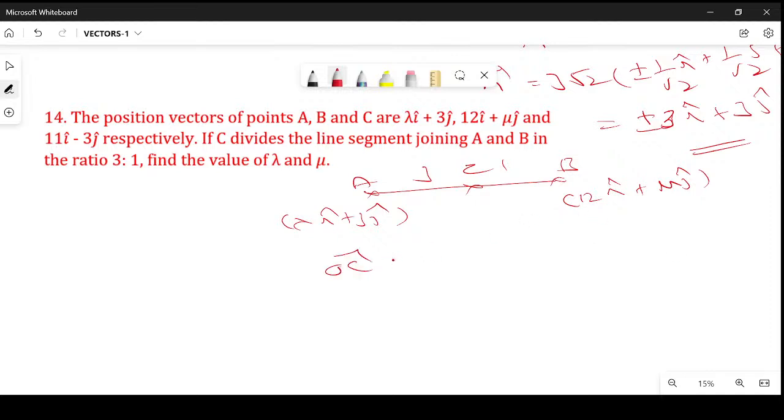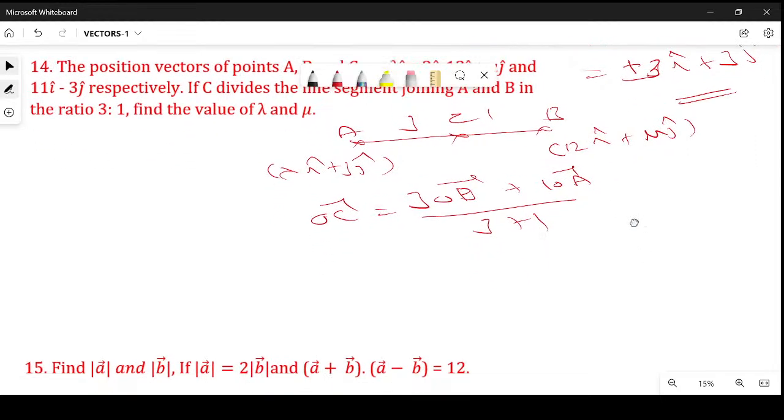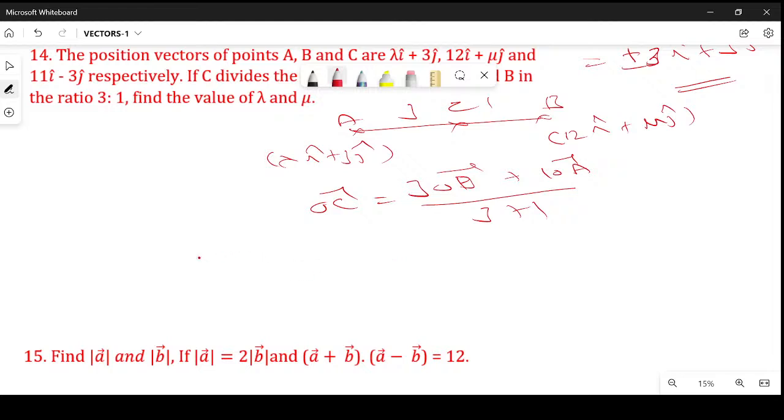Now what can I write? OC bar equals 3 into OB bar plus 1 into OA bar, by 3 plus 1. They are given 3:1. But OC bar is also given as 11 i cap minus 3j cap. So 11 i cap minus 3j cap equals 3 into OB bar plus 1 into OA bar by 3 plus 1.